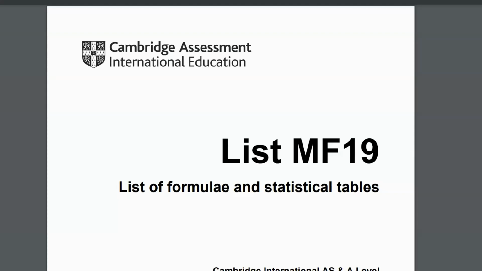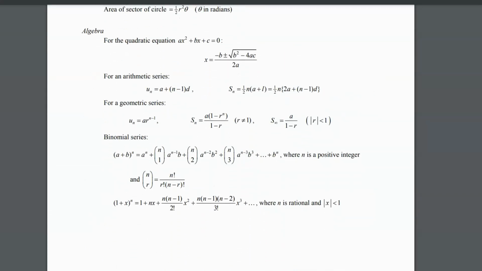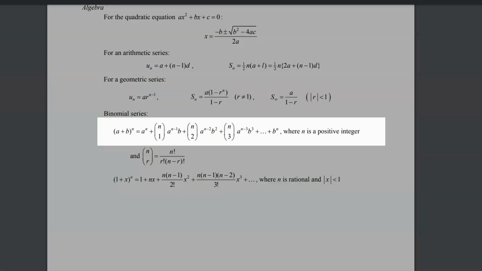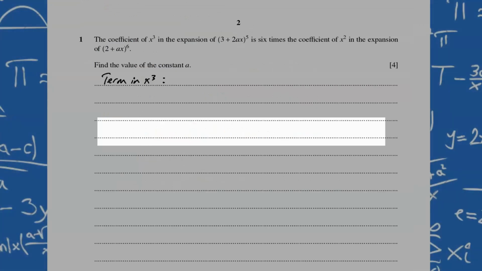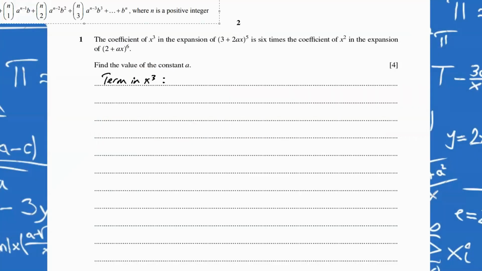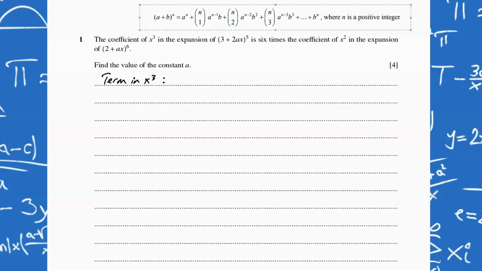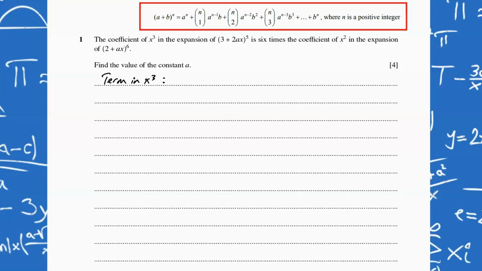If we go to the list of formulas and scroll down to binomial series, we can make use of this binomial expansion to help us find the terms in the expansion for this particular problem. So considering 3 + 2ax to be in the form (a + b)^n, where n in this case is 5, to get a term in x cubed, it has to be a term such that the b, which is this part, is raised to the power 3.